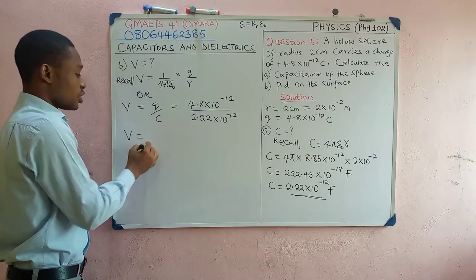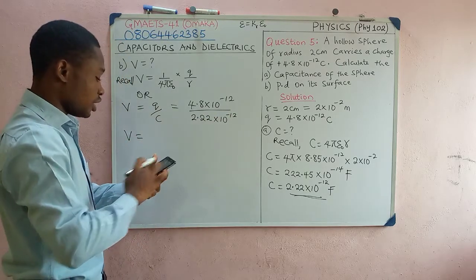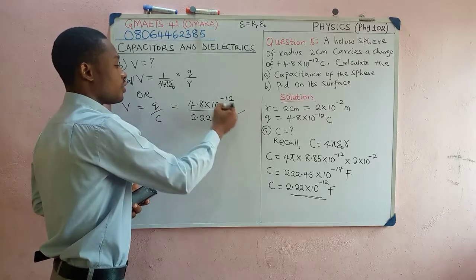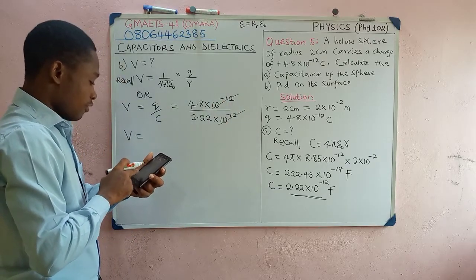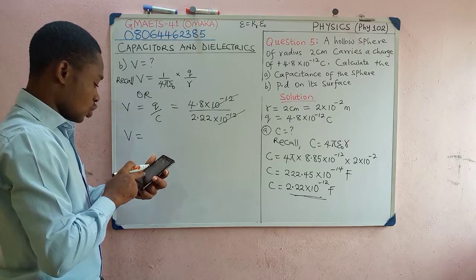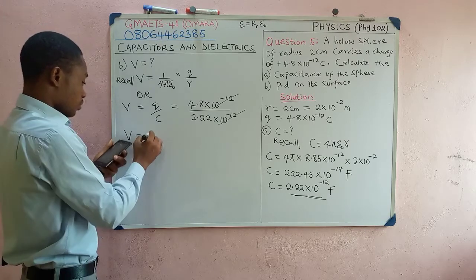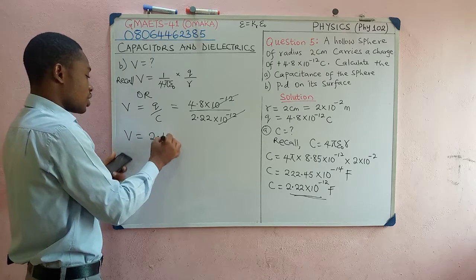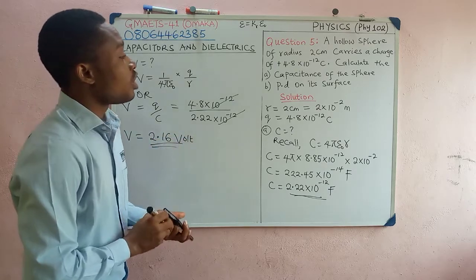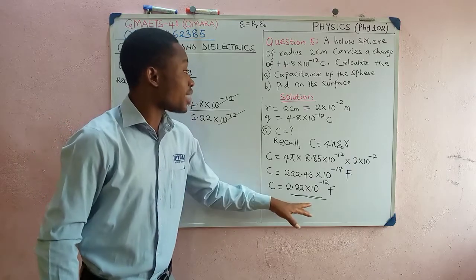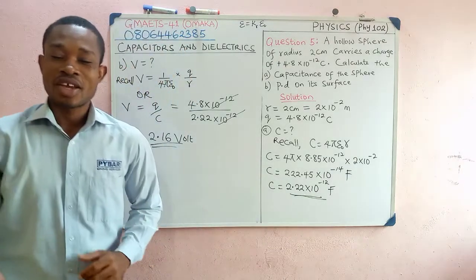Of course, for the potential difference, or electrical potential in this case, the powers of 10 will go off. We're going to have 4.8 divided by 2.22. From my end here, it's giving me 2.16 volts. So this is the potential difference on the surface of the sphere, whereas this is the capacitance of the sphere.